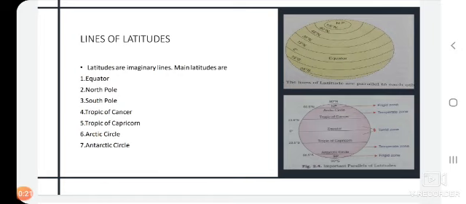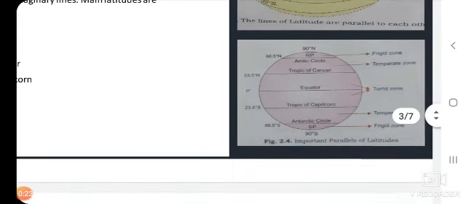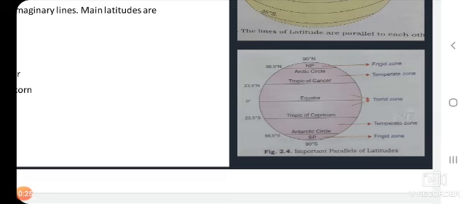You can see the heat zones present on this. See, children, these are the torrid zone, frigid zone, temperate zone. The use of latitudes is they carve the earth into the heat belts. You can also call them heat belts or the thermal zones of the earth. So latitudes enable us to divide the whole earth into different climatic zones. So these are the purposes or the uses of the latitudes.